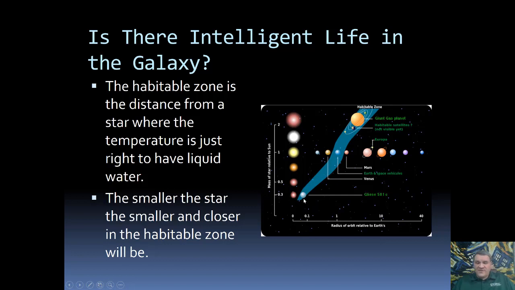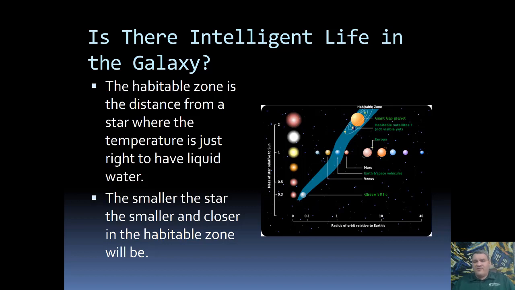So for an M dwarf star, it's super close in. For our own solar system, it's farther out to where the Earth is. And in a larger star, maybe we could even get Jovian planets that are within the habitable zone. Now, we don't expect the Jovian planet itself to harbor life, but maybe its moon could. Maybe the moon could be Earth-like.